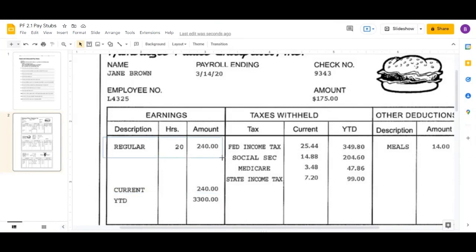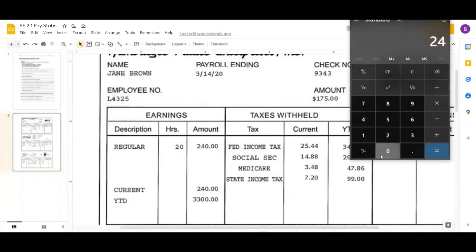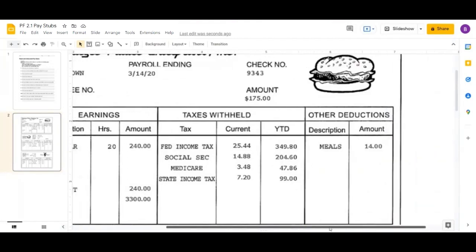Well, if she worked 20 hours and she earned $240, let me show you what we would do. It would be $240 divided by 20 hours gives us a rate of $12 each hour, right? Or if we switch that, 20 hours times $12 an hour gets us that $240. Okay, so it's $12 an hour. Number 4, list all of Jane's deductions. So deductions, again, are anything that subtracts money or takes money out of your check, right?